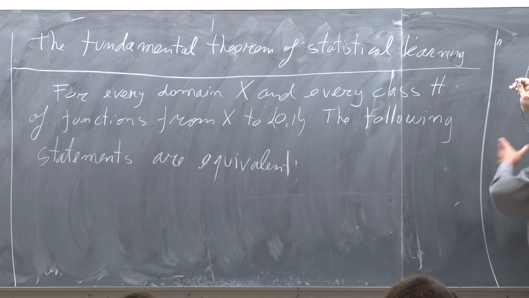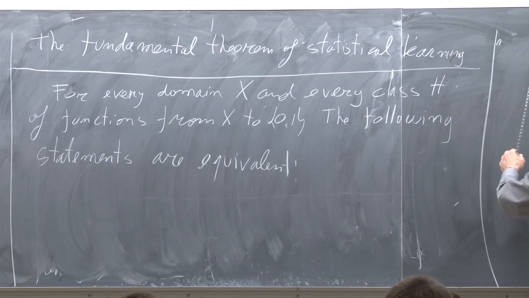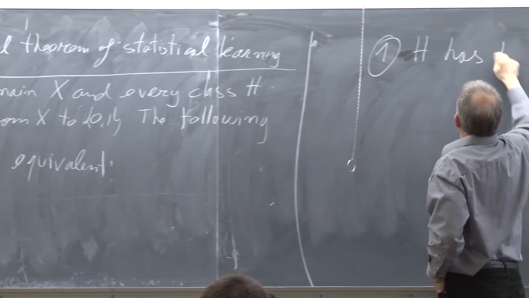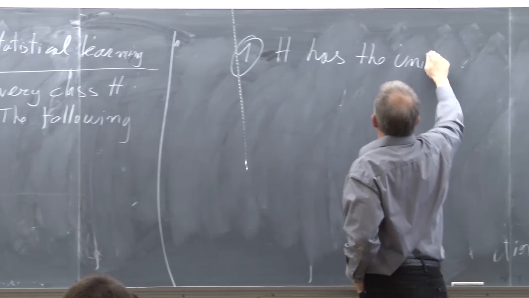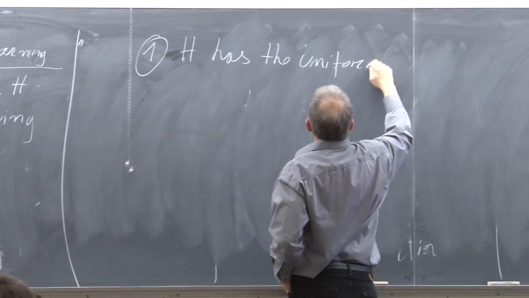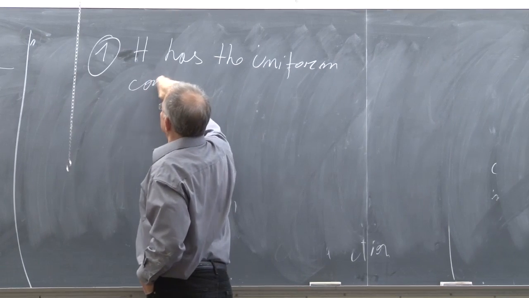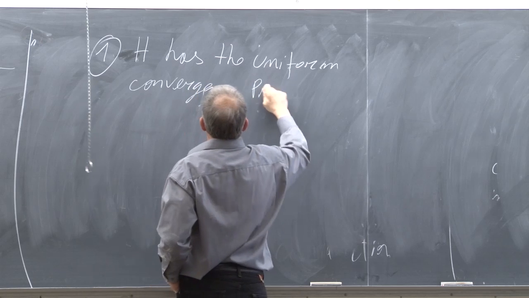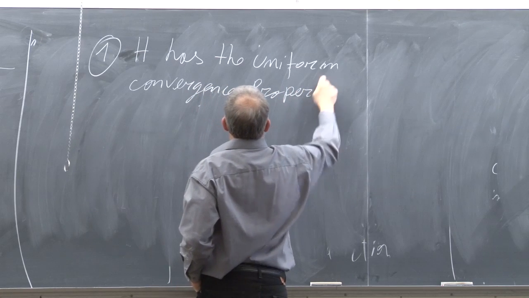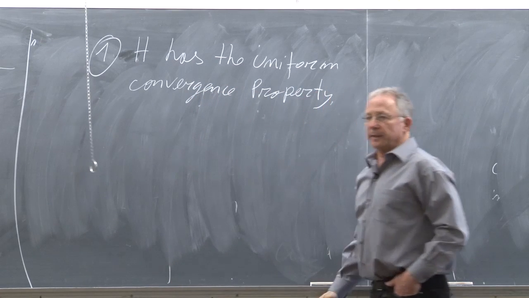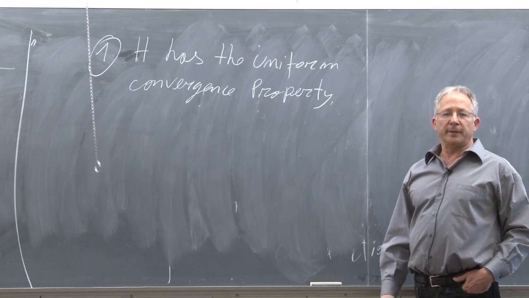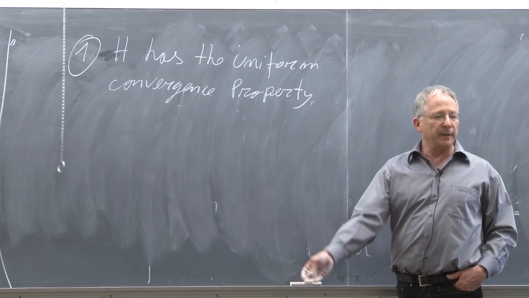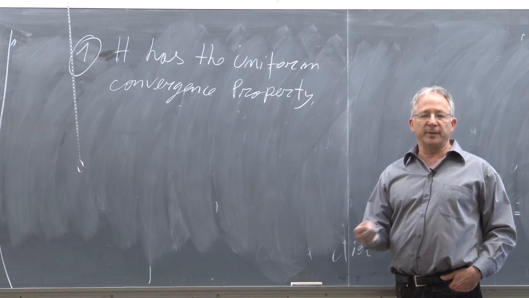One is that H has the uniform convergence property, which means for every epsilon delta, I have a sample size that if I take such samples, they are guaranteed to be epsilon representative of H.